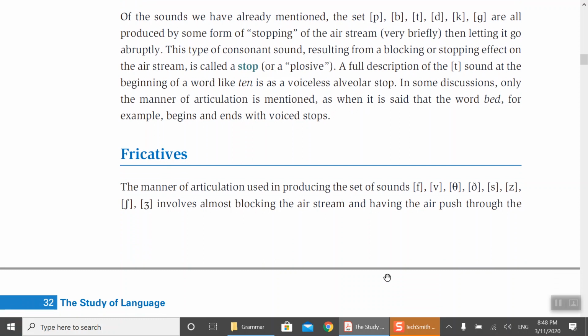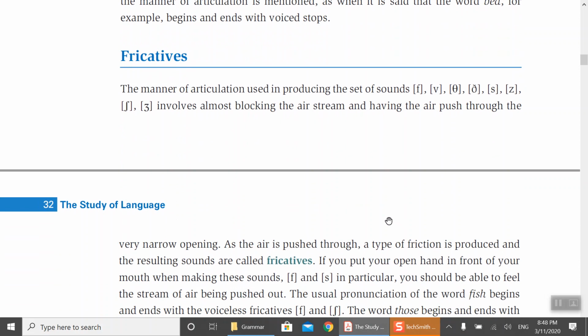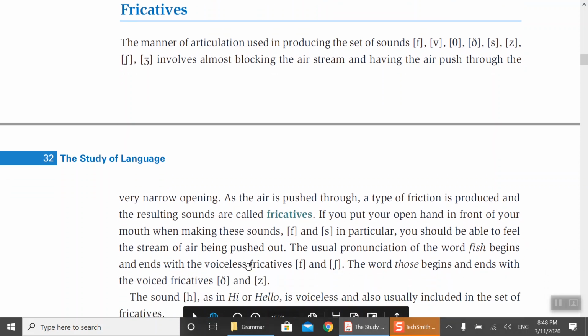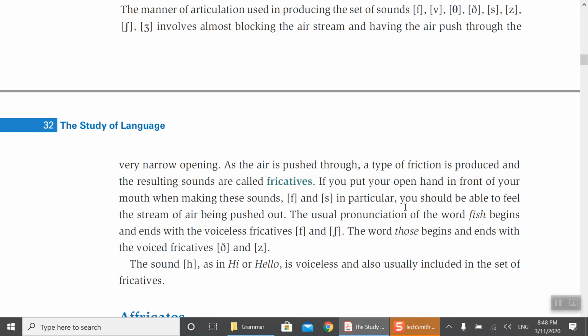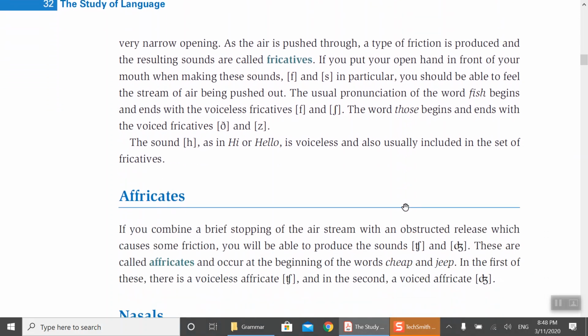Fricatives, or friction, in the manner of articulation, like th. Here we have blocking of the air stream and having the air pushed through a very narrow opening. When it is narrow, it means friction. As the air is pushed through, a type of friction is produced, and the resulting sounds are called fricatives. If you put your open hand in front of your mouth when making these sounds, you will feel this.